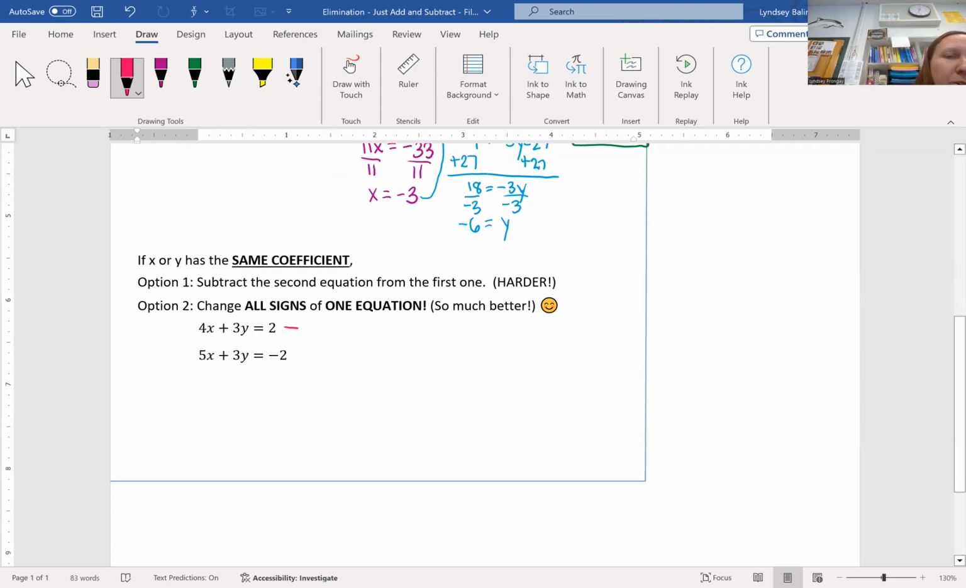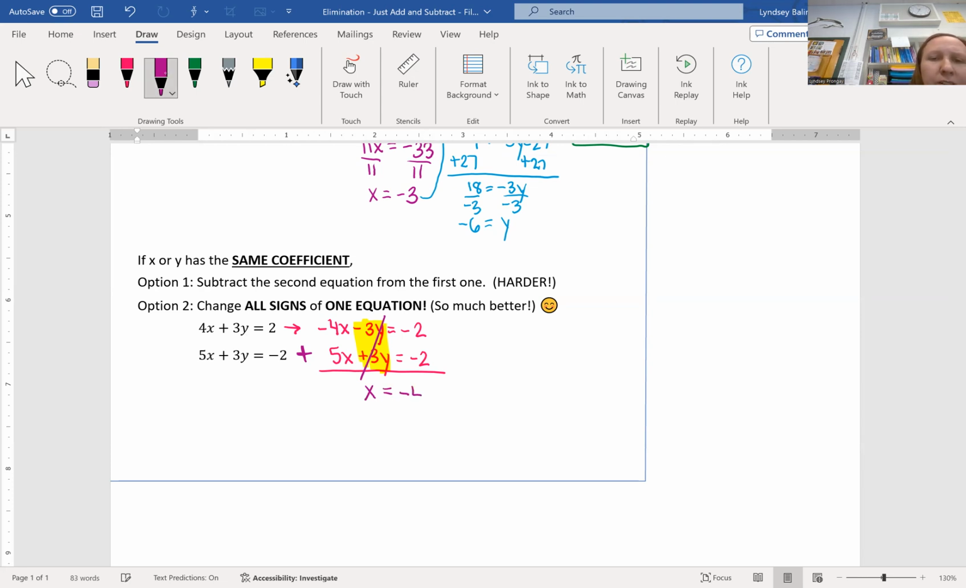So we're going to change one of them. How about we take this top one and change all the signs. So we're going to make it negative 4x minus 3y equal to -2. And then the second one's going to stay the same. So 5x plus 3y equals -2. And now I have my negative 3y and positive 3y. I can add my two equations together. My y's are eliminated. We have negative 4x plus 5x. That's nice. That's just x. And then -2 plus a -2 is a -4.